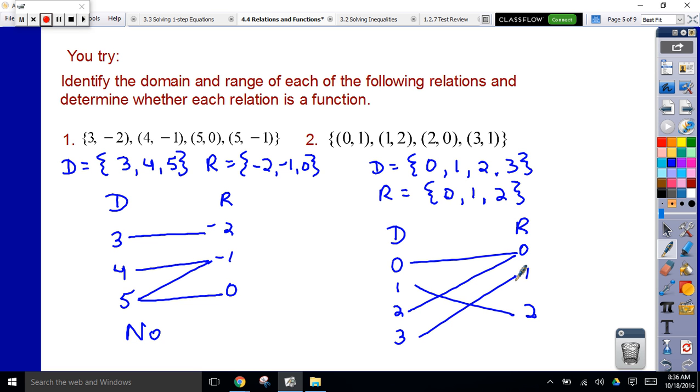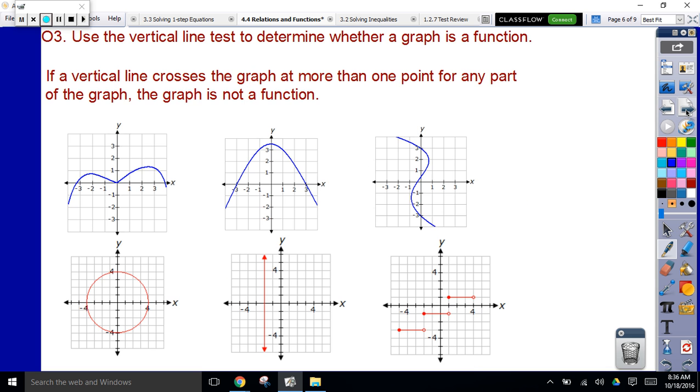Paul, is that a function? Yes. Why? Right, none of the inputs are going to 2 outputs, so each input has its own output. Okay, good job. Any questions about this? Okay, moving on to objective 3.